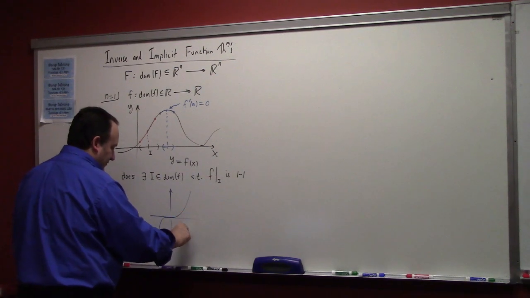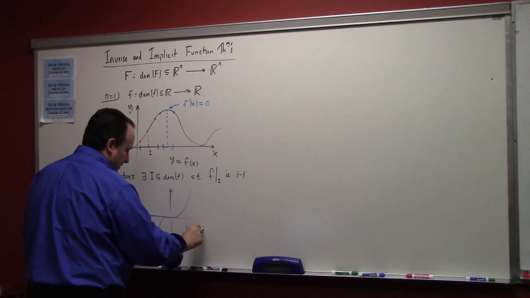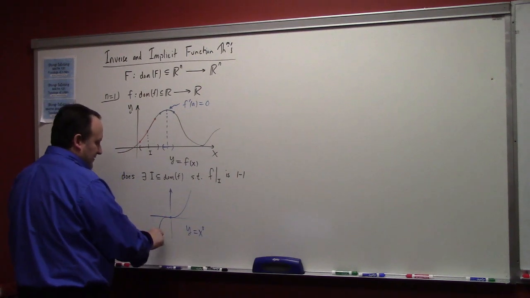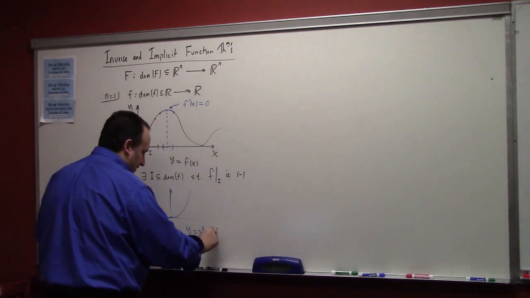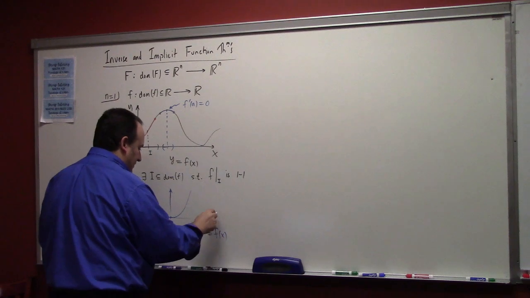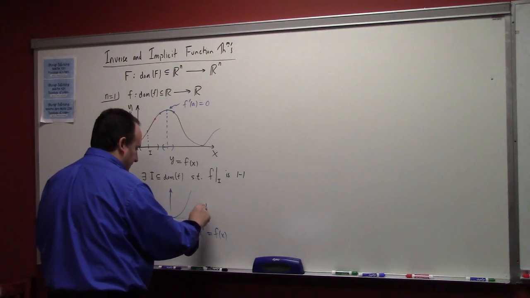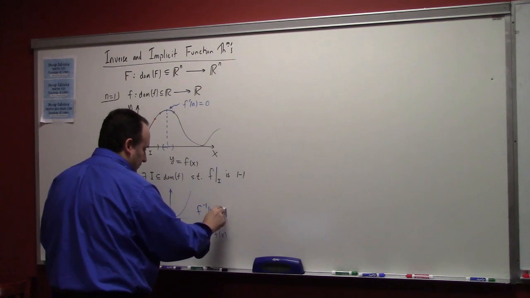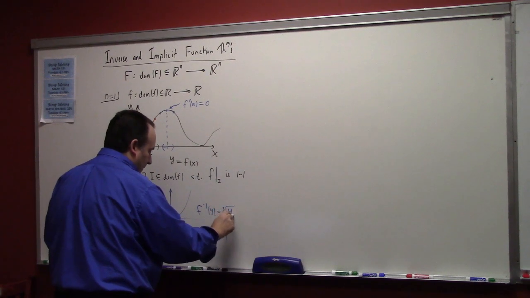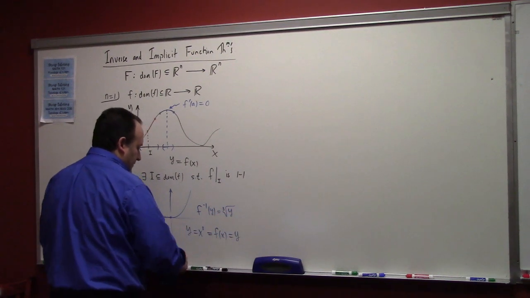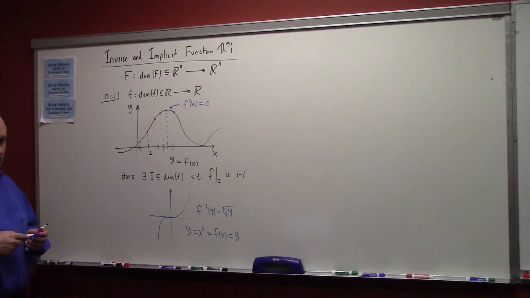If we look at y equals x cubed, it has derivative 0 there, right? But it's still, in fact, if this is f of x, not only does it have a local inverse, it in fact has a global inverse. F inverse of y is the cube root of y. You can solve for x. You get x is equal to the cube root of y. That's the global formula for the inverse there.